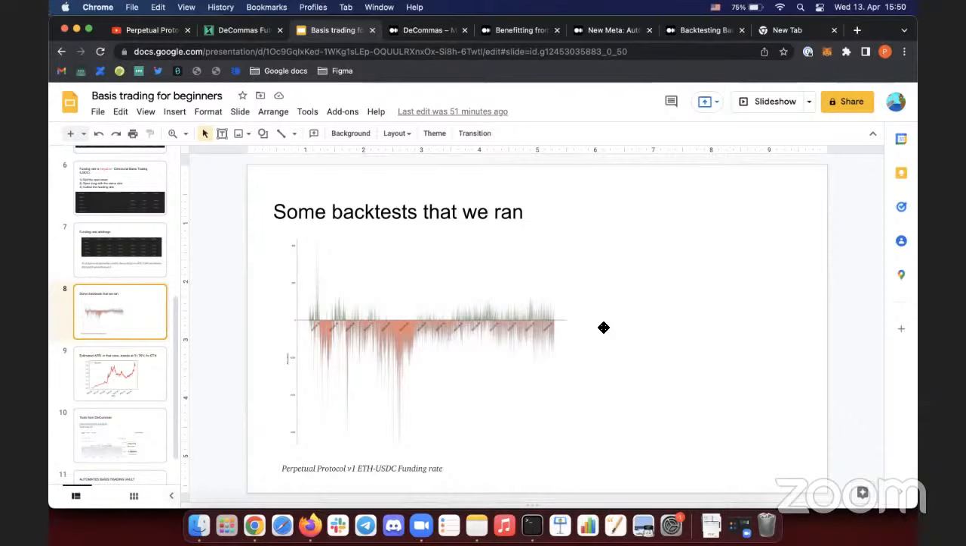And our target is mostly to make it possible for the solution to be composable, so everyone could run their own strategies, basis or not basis, and this is our showcase for that.